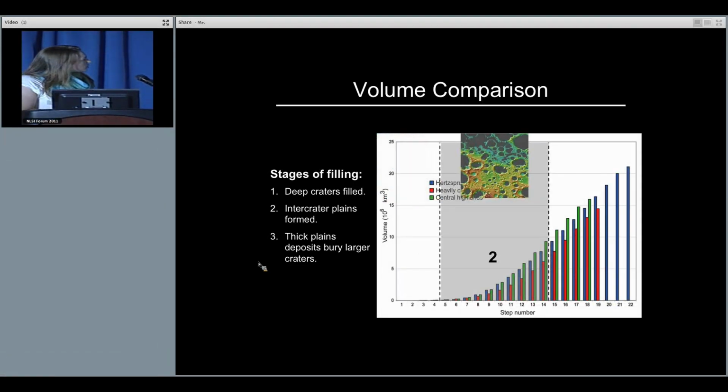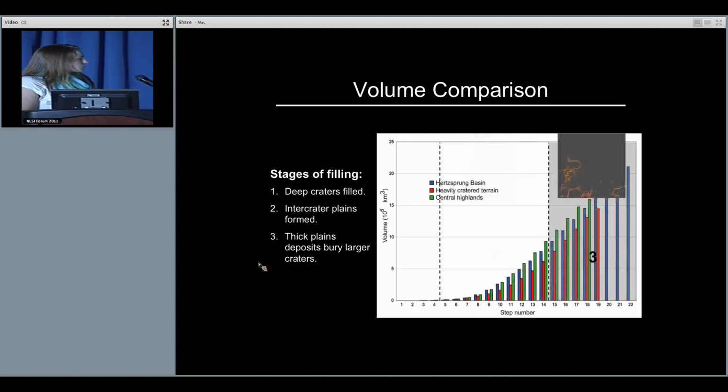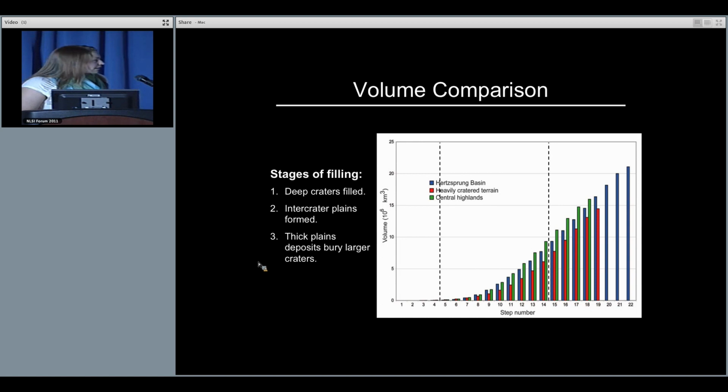And then the second stage really involves the formation of these inner crater plains right here, where you begin to increase in volume significantly, as shown down here in this graph, right after you reach that point, which is 3 to 4 kilometers into the flooding sequence. And then the last stage involves the formation of much thicker plains that begin to bury these larger craters. And so you can also see here that the total amount of material is relatively similar, at least on an order of magnitude basis, for each of these 3 different study areas.